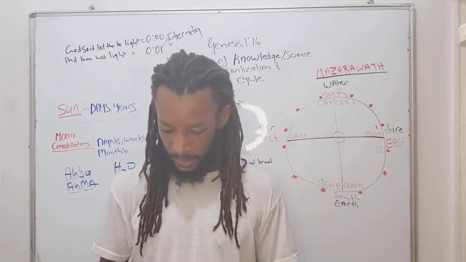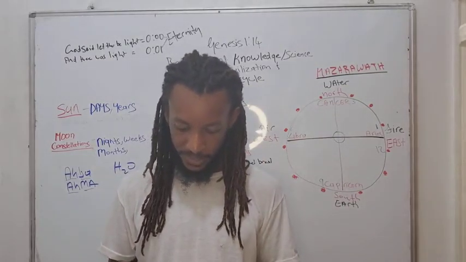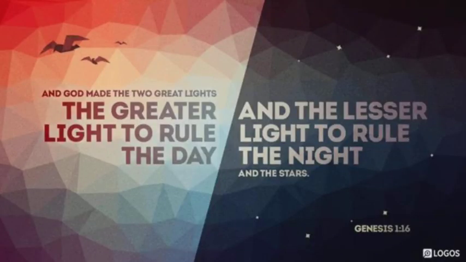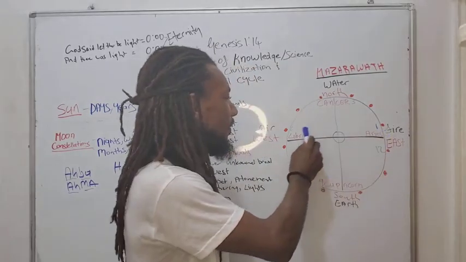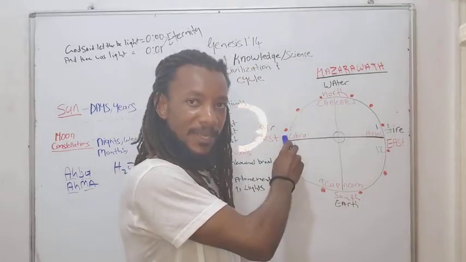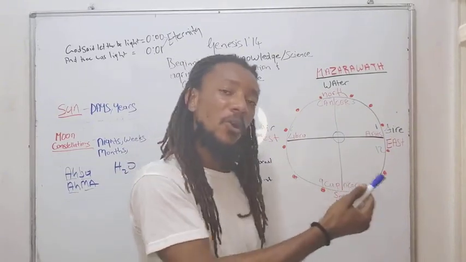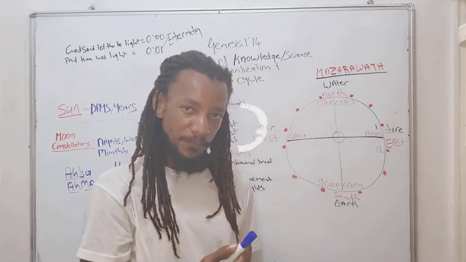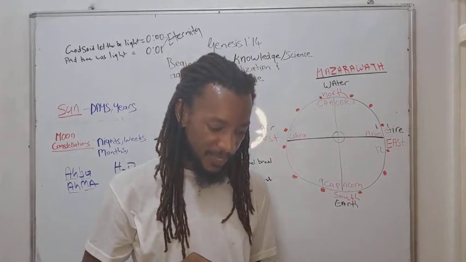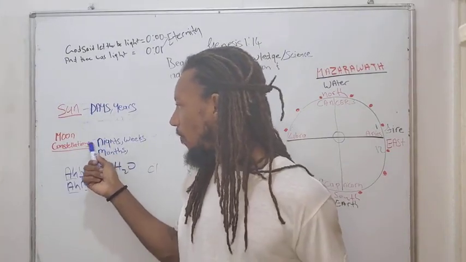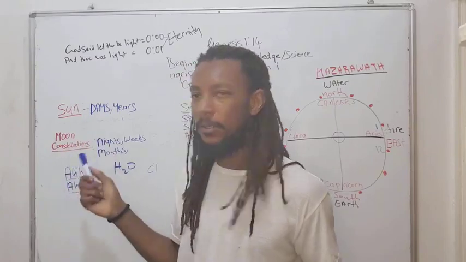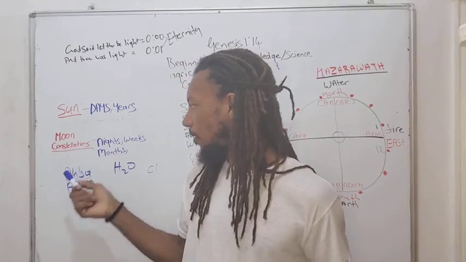What happens? Let's go to verse 16. It says, "And God made two great lights, the greater light to rule the day," the sun. When the sun departs, that's the end of the day, and then the ushering of the night comes in. So it says, "The lesser light to rule the night." So nights come from the moon and constellations, right?